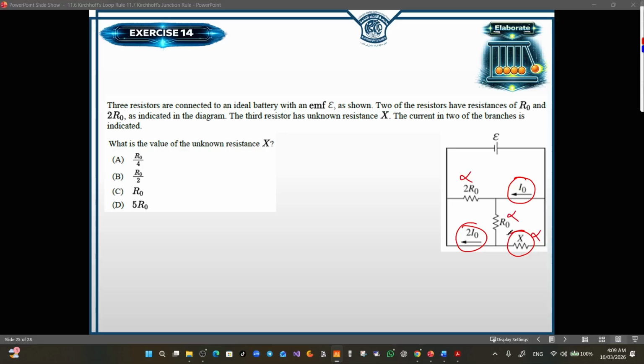We need to find the value of the resistance. To find the value of any resistance, we should know the delta V and the current through this resistor.